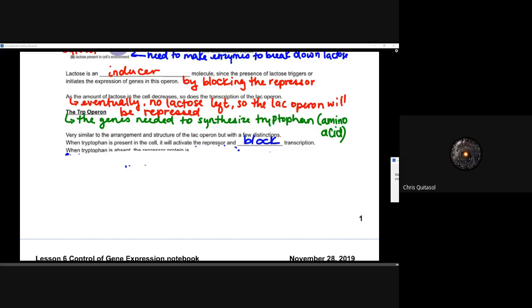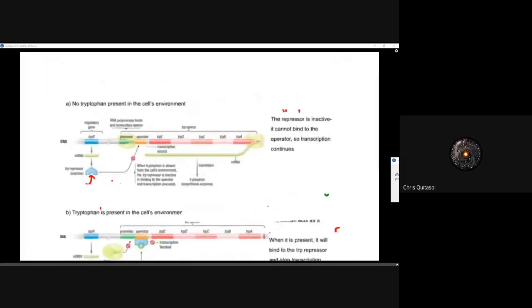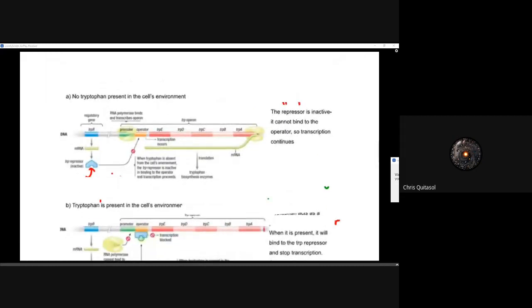So when tryptophan is absent, the repressor protein is inactive. So therefore, when tryptophan is needed, meaning when there's an absence of it in the cell, the cell will make it. When tryptophan is there in high quantities, the cell will not make it, and it will in fact repress that trp operon. So those are two ways in which prokaryotic cells are able to control their gene expression.